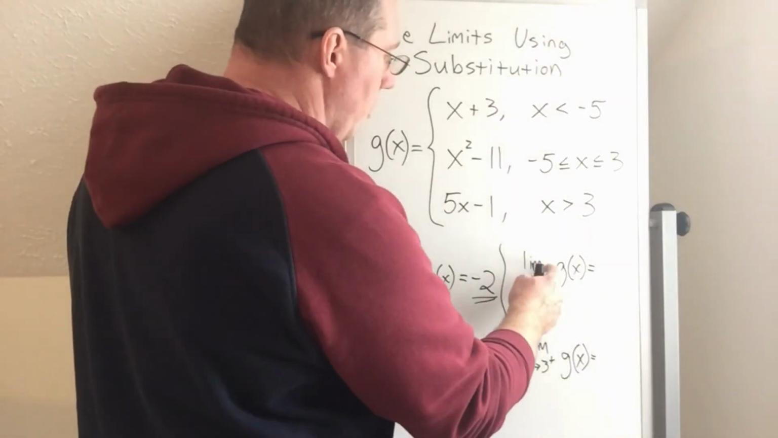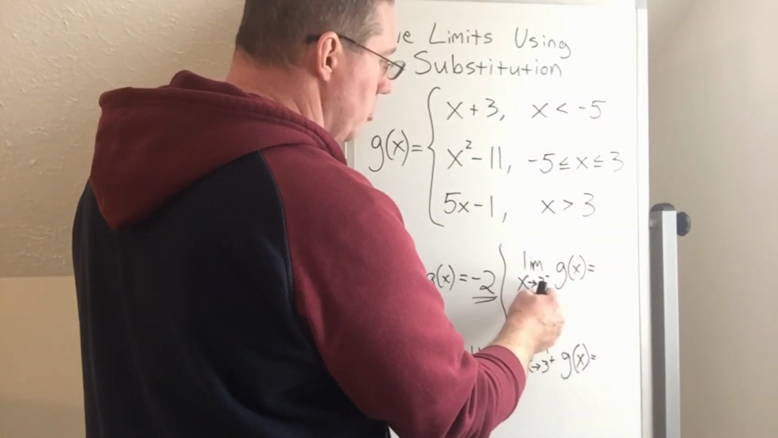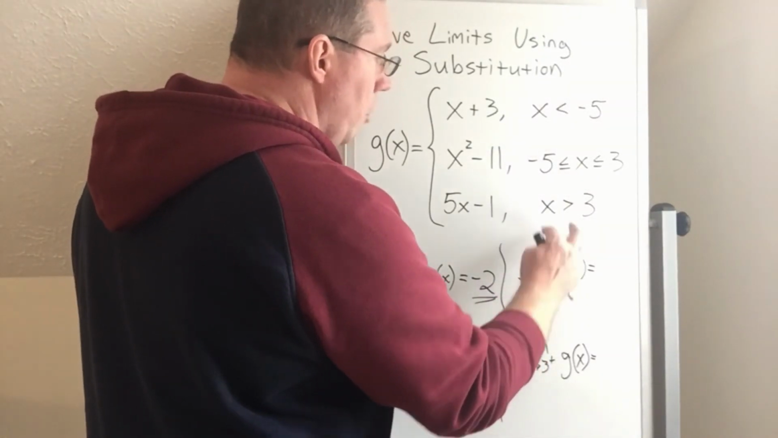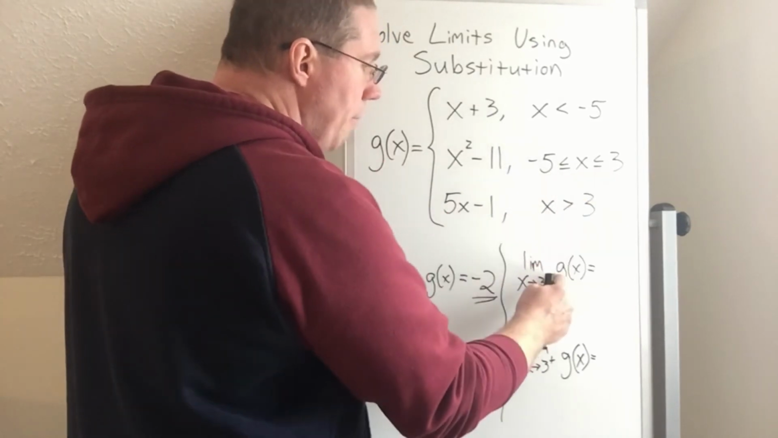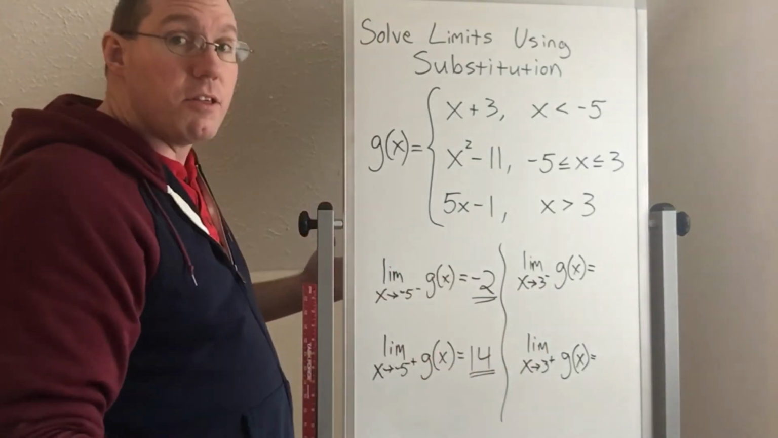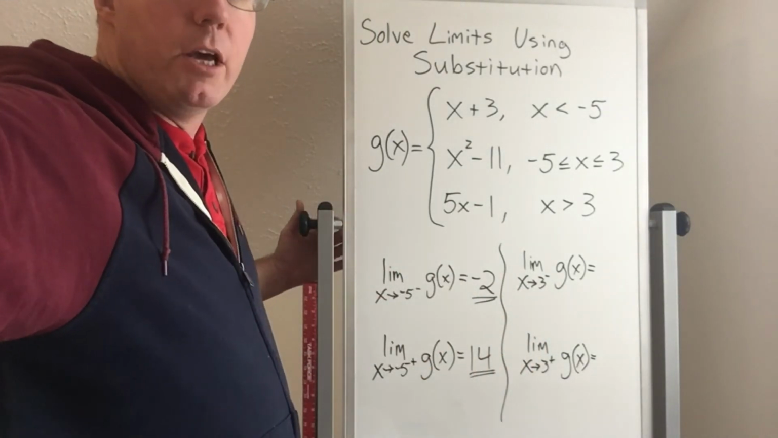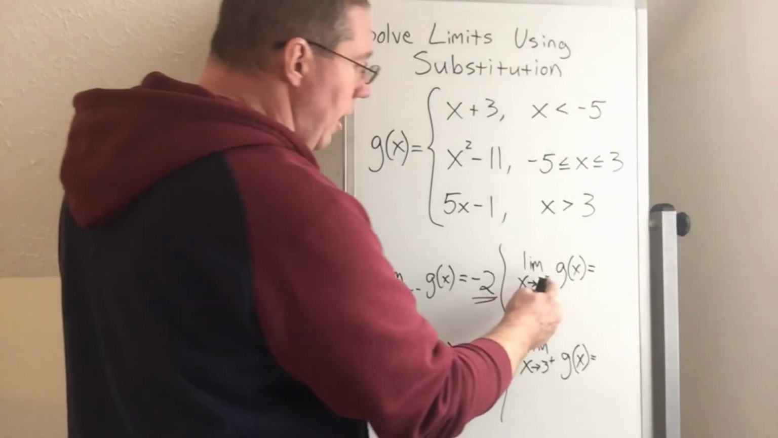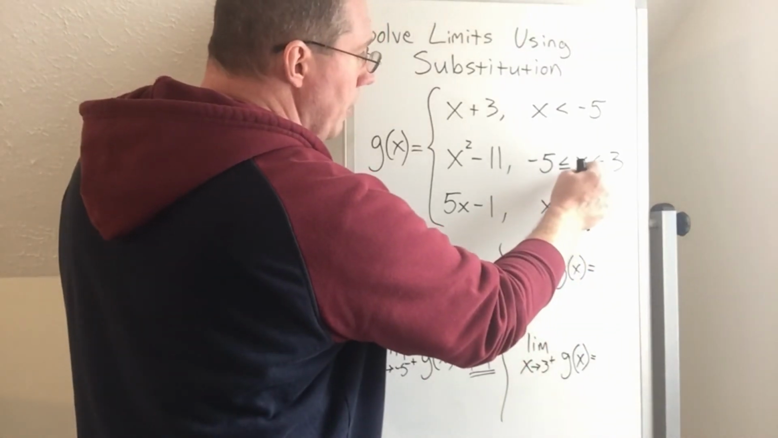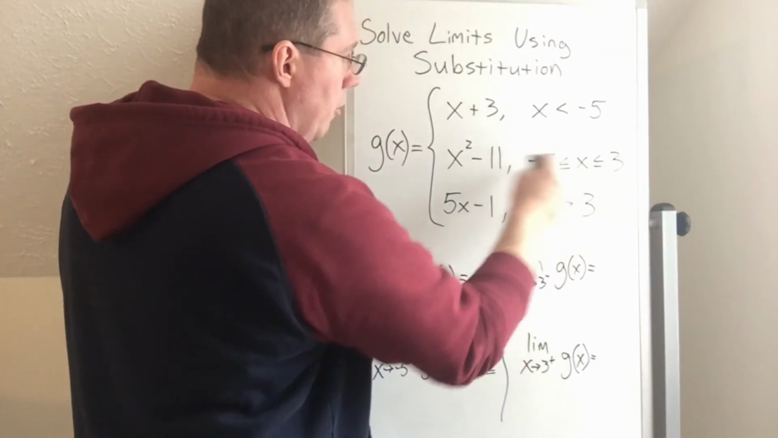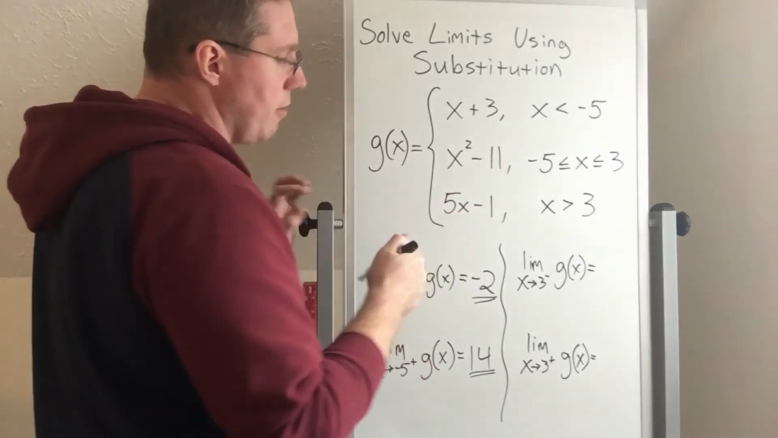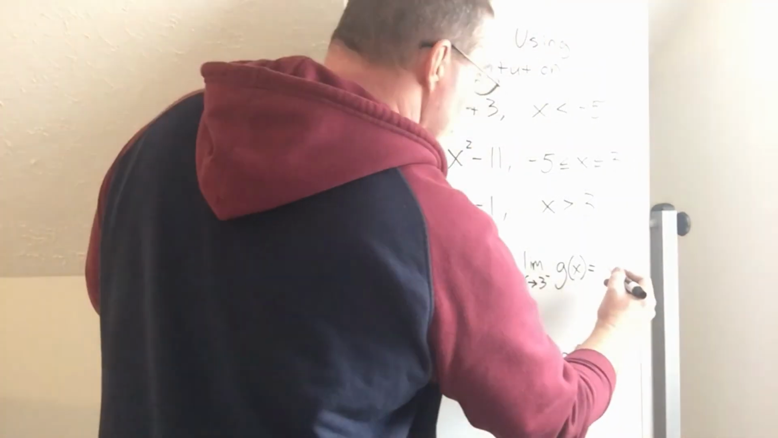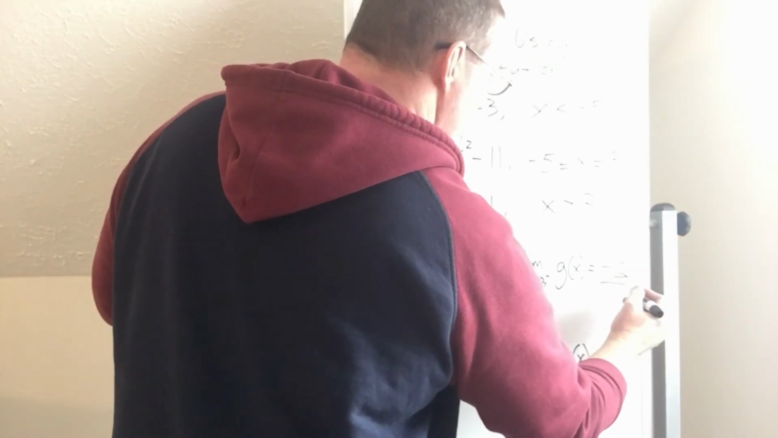All right, now let's come over here. And this one says, what is the limit of g of x as x approaches 3 from the left? Well, this one is related to 3, and this one is also related to 3. But from the left of 3 means less than 3, right? And so because we're looking for ones that are less than 3, we're going to go here. We got x less than 3. So we're going to plug 3 into this one here. Well, 3 squared, that's 9. 9 minus 11, that is -2. And the answer to this one is -2.